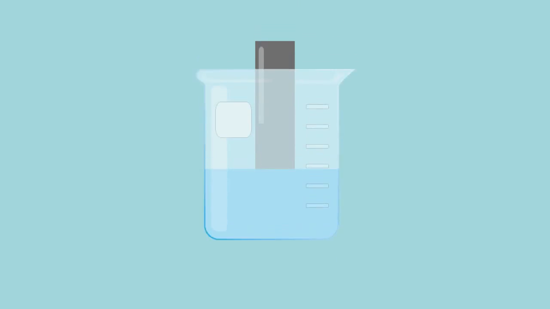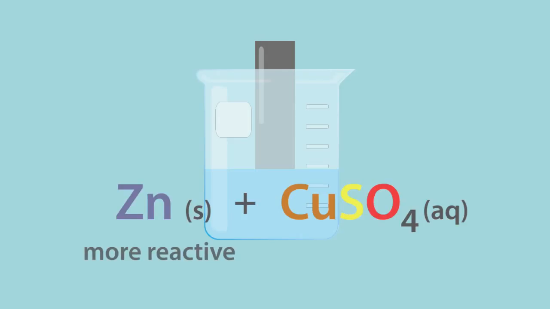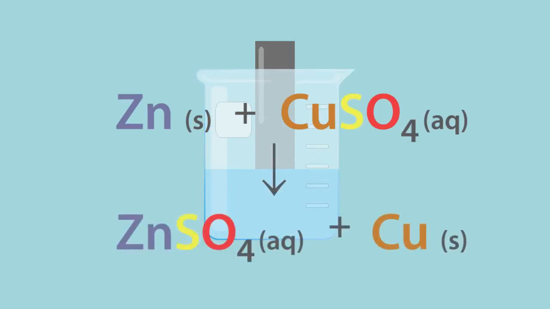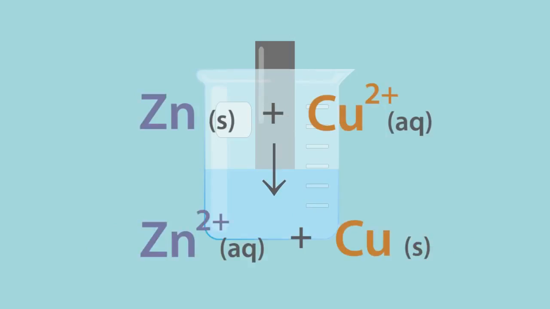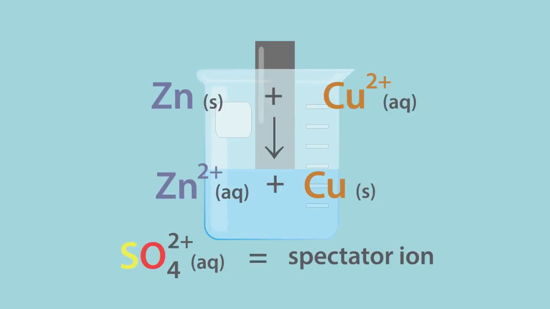For this reaction, let's use copper sulfate solution and zinc metal. Zinc is more reactive than copper. What is going to happen? Notice that this reaction takes place in solution. The metal ions and sulfate ions are split up. We can rewrite this equation omitting the sulfate ions, because these do not take part in the reaction. They are a special kind of counterion called a spectator ion.